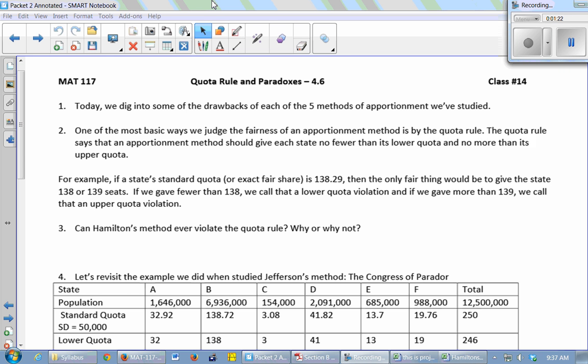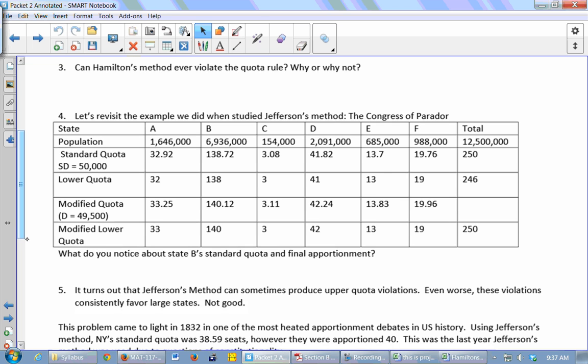All right, so think about Hamilton's method, the first method that we learned, where we give everyone their lower quota, and then we take any extras and we give them out one at a time, right? Can that ever violate the quota rule? Yes, how? By giving larger states more seats. Are they ever going to have more than their upper quota? Yes. Yeah? I don't know.